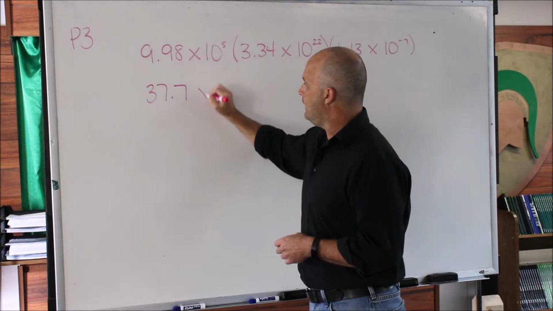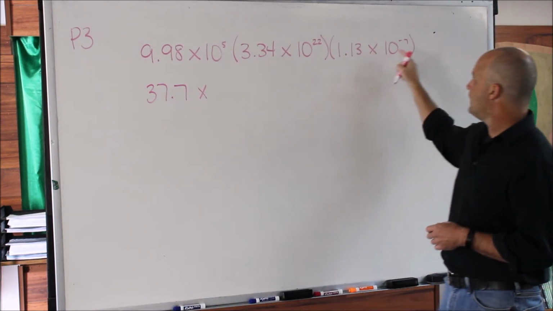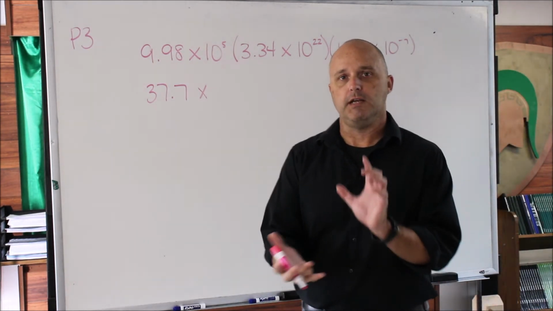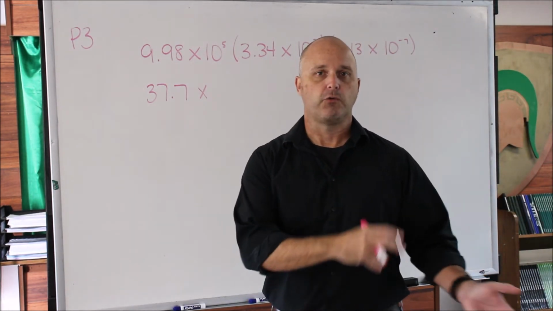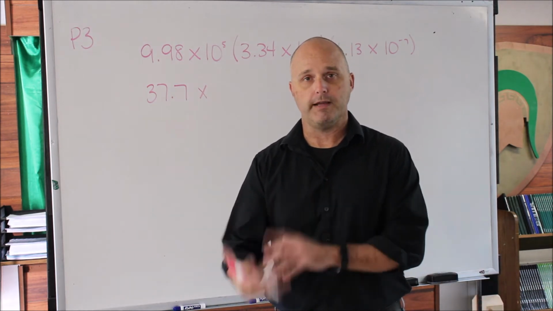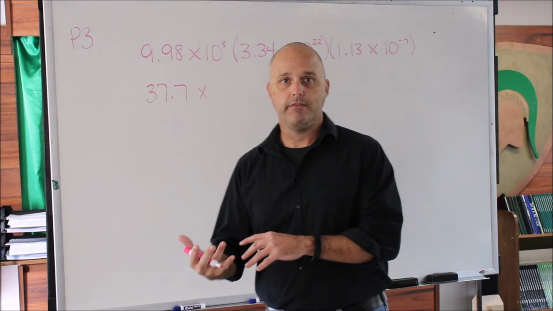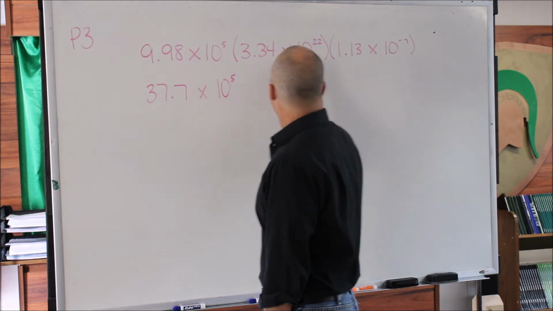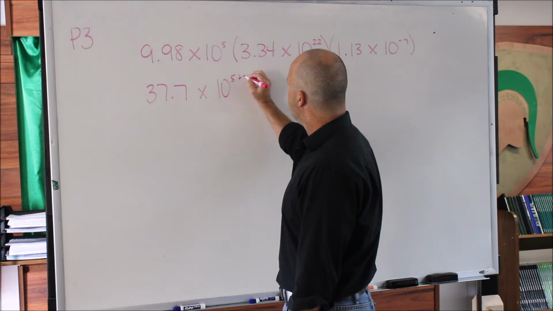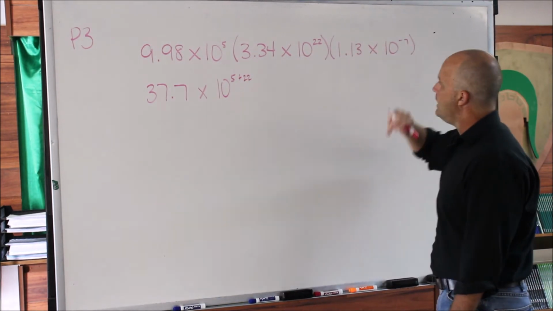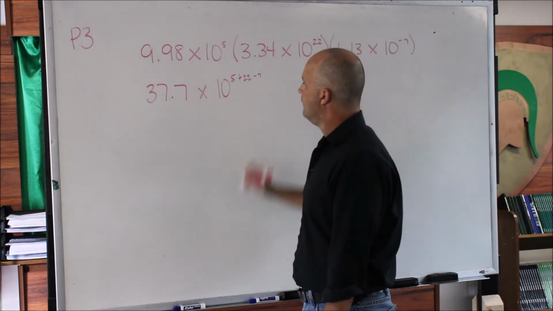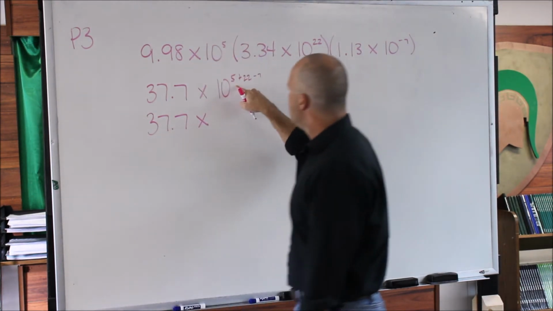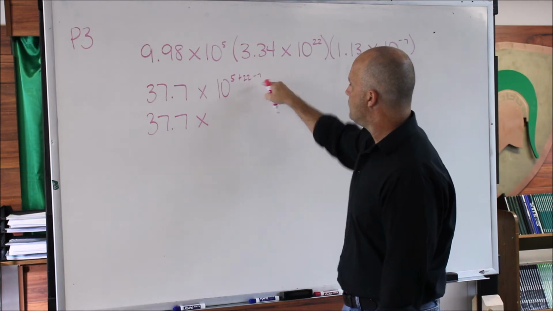Really what I'm looking at here is the 10 to the 5th, the 10 to the 22nd, and the 10 to the negative 7th. We're concerned about those because we need to multiply those together. So remember the rule that anytime that we multiply like bases, we're going to add the exponents. So we have 10 to the 5th, and then a positive 22, so we're going to put plus 22, and then a negative 7, so we'll put minus 7 there. So that's going to give us 37.7 times 10 to the 20th.